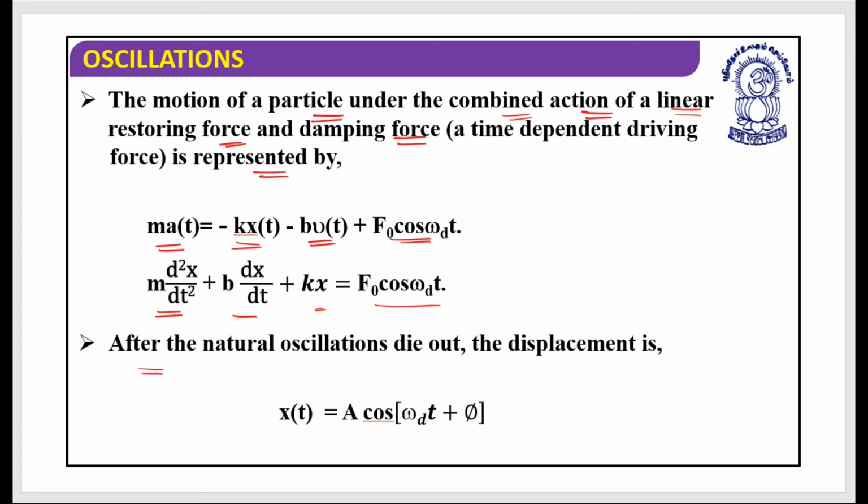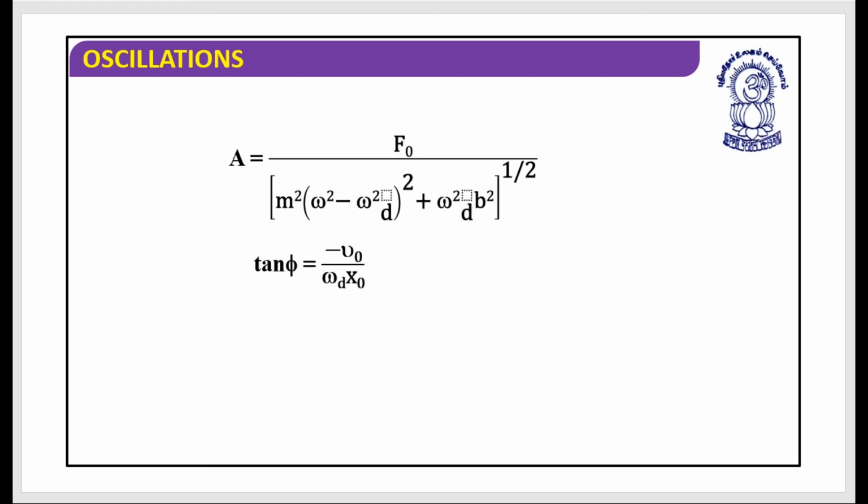And after the natural oscillations die out, the displacement can be written as x(t) equals A cos(omega d t plus phi). As you can see, this is the driven frequency with which it oscillates, and phi is the initial phase difference. From this its amplitude can be calculated as follows.